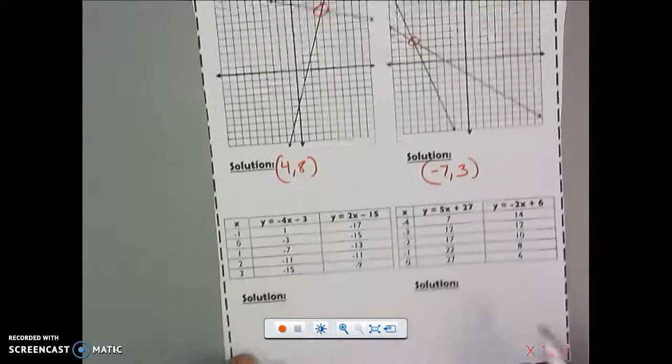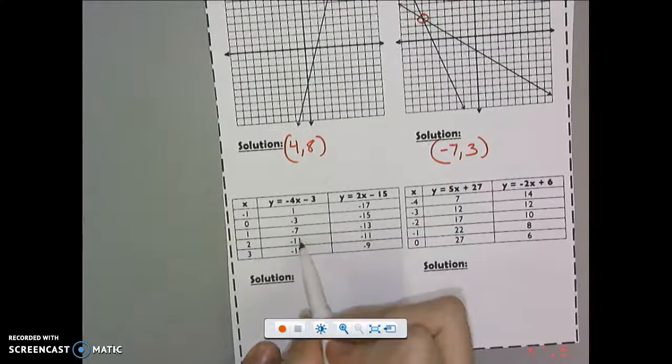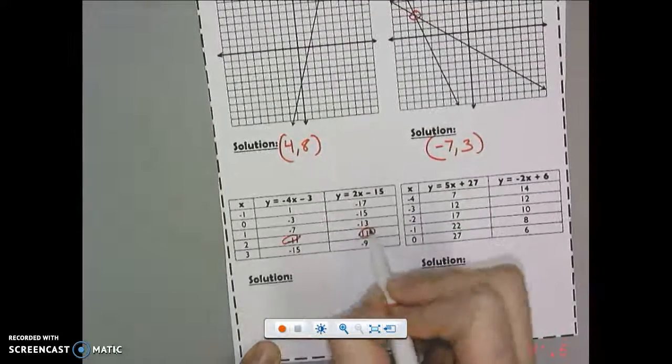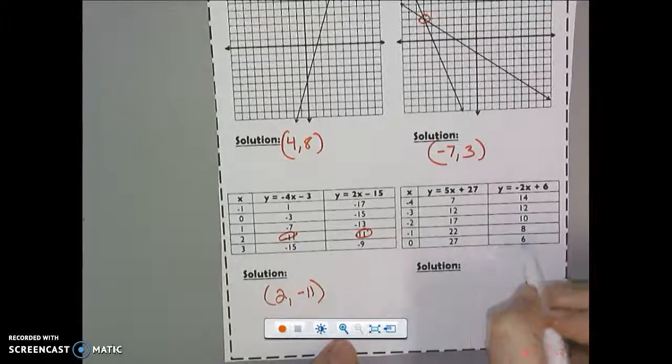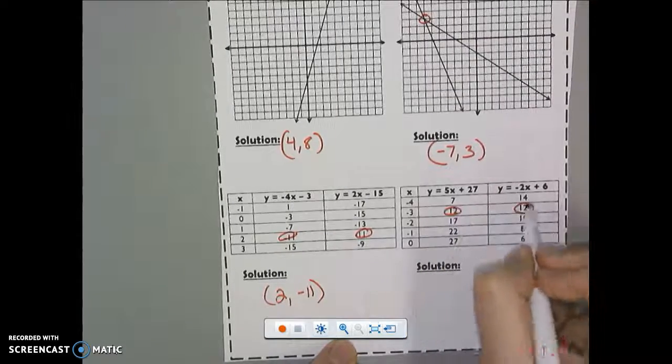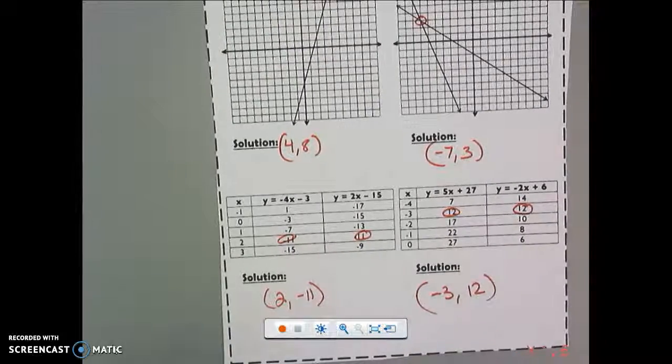And now for our table, we just need to know where our intersection is, where our y's are the same. And right here we have -11, -11, so my ordered pair is 2, -11. Over here we have 12 and 12, so -3, 12. So that's the solution to systems of equations, and that's with graphing.